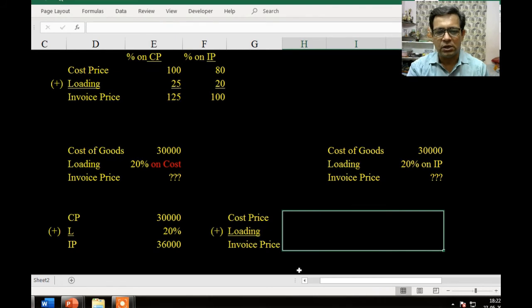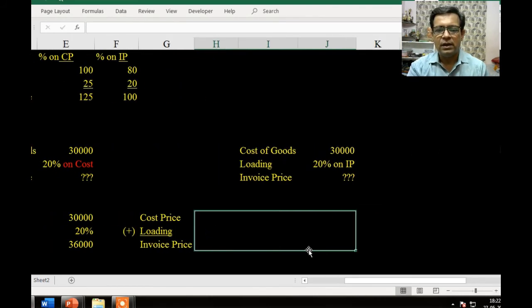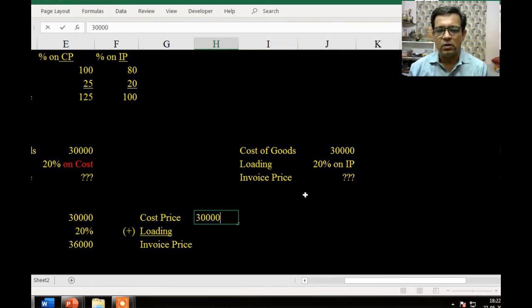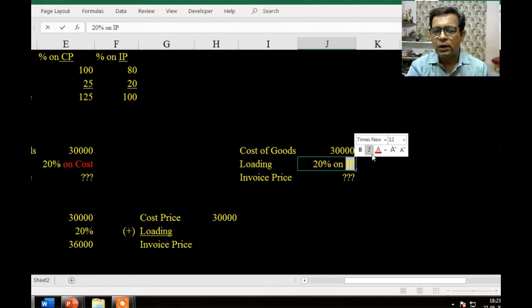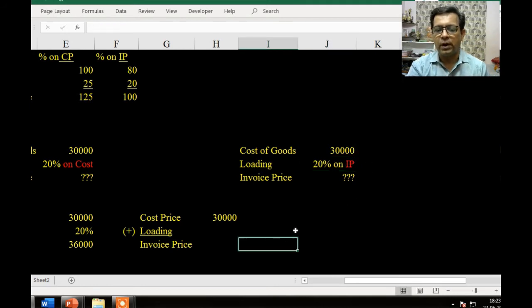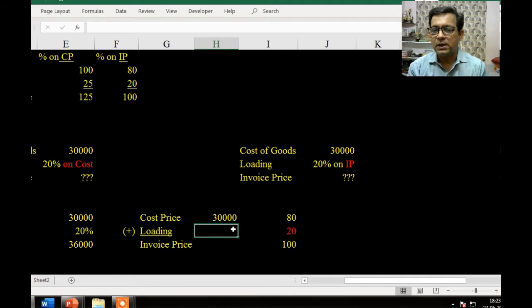Let's look at the next question here, which is the next example in fact. It says cost of goods is still 30. Very good. We again have this 30,000. But now the problem is that they are saying loading is 20% on invoice price. So I take my invoice as 100. This is 20, and what I get here is 80. No problem. Again cross multiply. Here the calculation will be 30,000 multiplied by 20 divided by 80. If you do the calculations, you get 7,500.